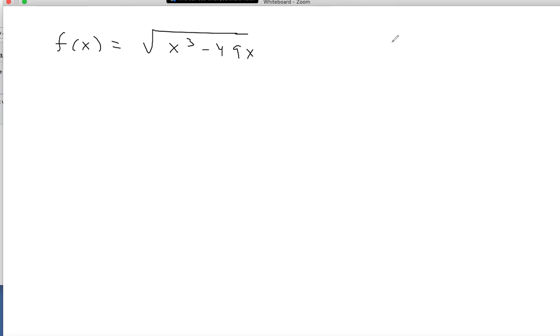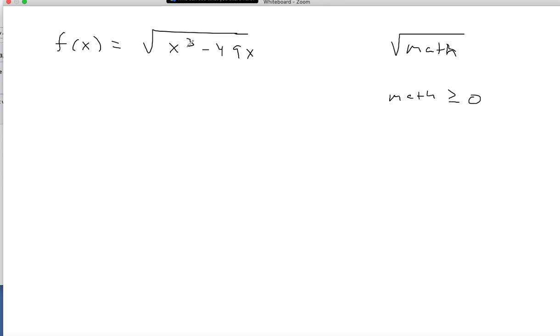If you remember back in chapter 1, I think, when we were looking at domain and functions, when we have a root with some math under it, what we do is we set the math greater than or equal to 0. And that's going to be the domain for a positive root. That's because, remember, we can't take even roots of negative numbers.